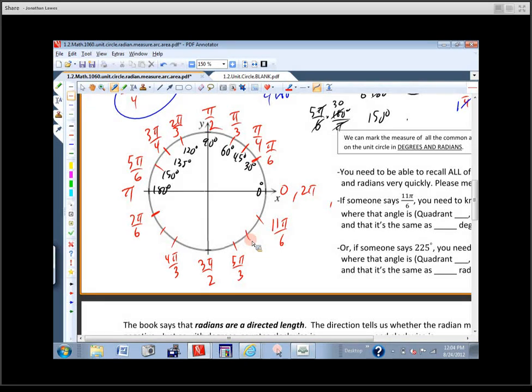Okay? Let's fill in these little guys right here, the multiples of 45 or multiples of pi fourths. So this would be pi fourths, 2 pi fourths, 3 pi fourths, 4 pi fourths. What's this guy right here? 5 pi fourths, 6 pi fourths. So what's this one over here? 7 pi fourths.